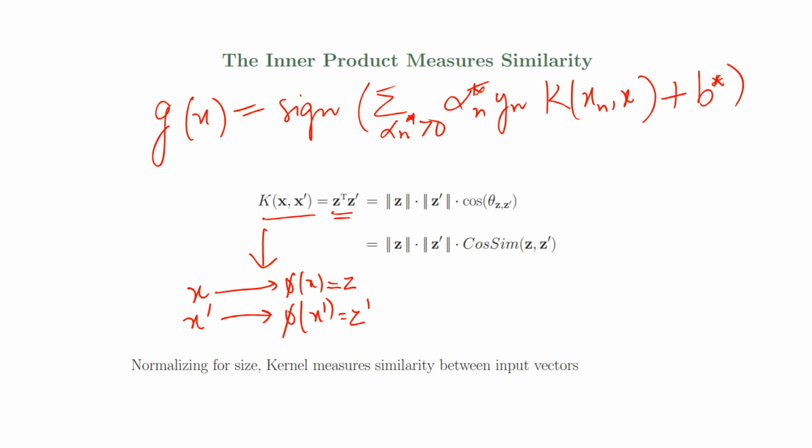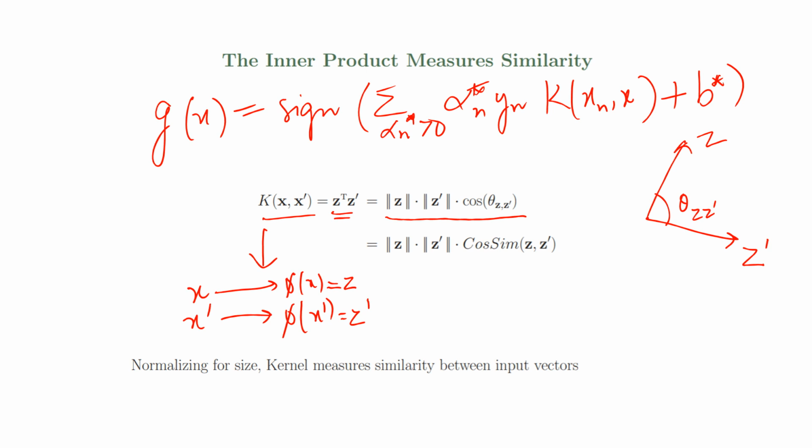And so essentially my kernel is giving me a dot product in some space, which I'm referring to as z space, right? And if we examine the dot product further, it is something like this. Let's say I have vectors z and z prime, and this is the theta between z and z prime. So this is essentially the norm of z times the norm of z prime times the cos of the theta between the two.